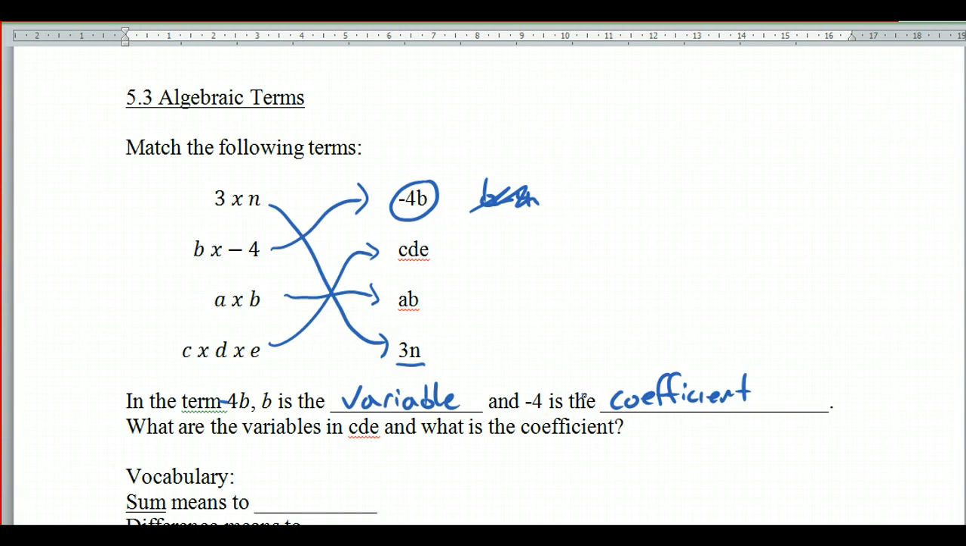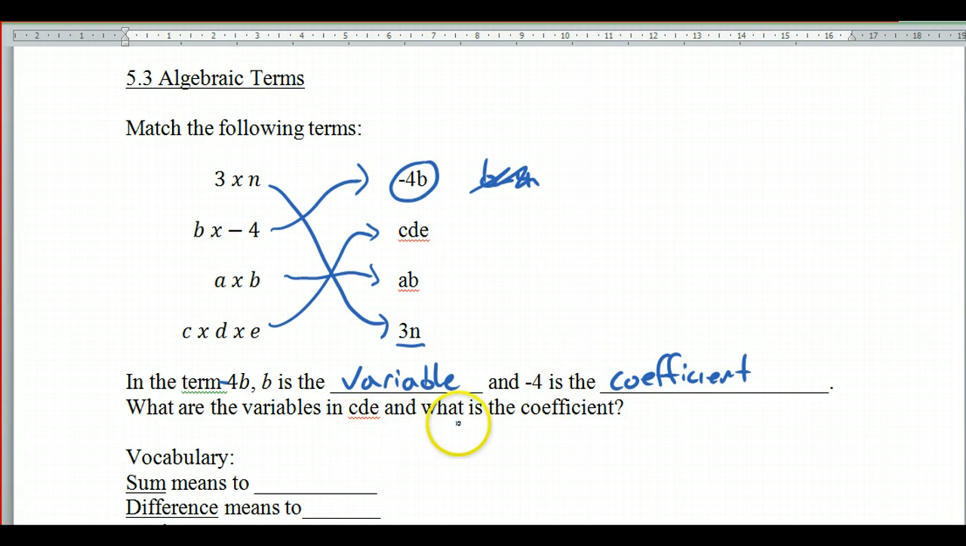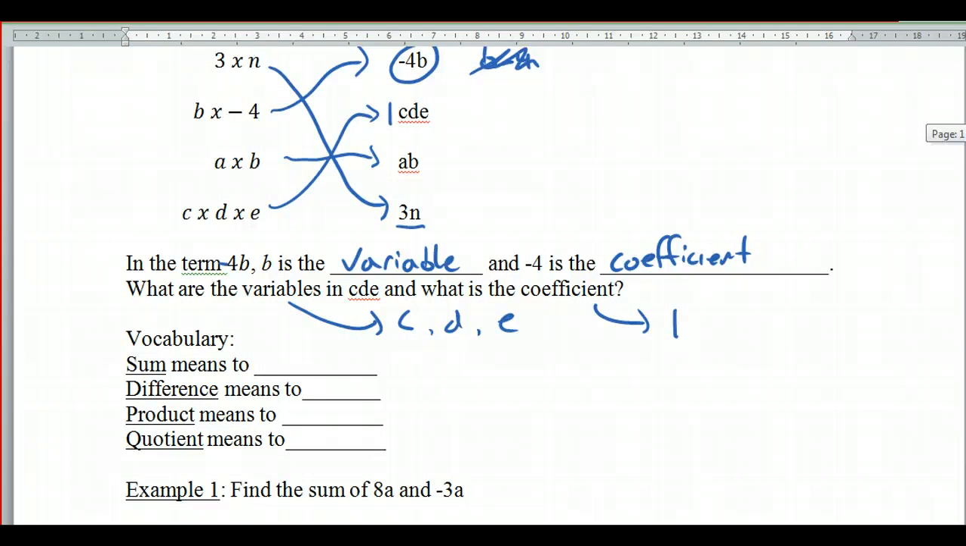So make sure you're taking these notes down and following along with me. Okay, so what are the variables in cde, and what is the coefficient? Well, the variables are always the symbols. So those are c, d, e. So c, comma, d, comma, e are the variables. Okay, and the coefficient, it might look like there's nothing written there, but remember, when we don't write the number in front of something, there's always a hidden 1. So it's really going to be 1 times cde. So that is the coefficient in front of those variables.